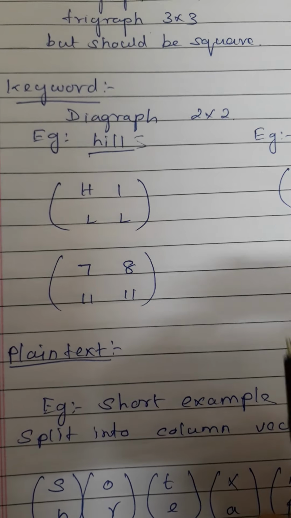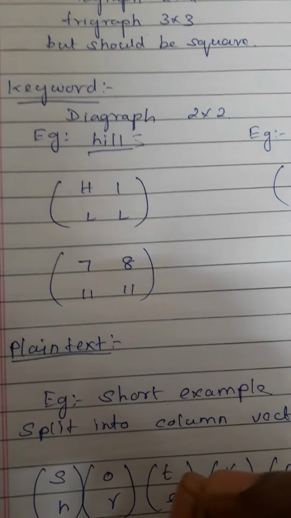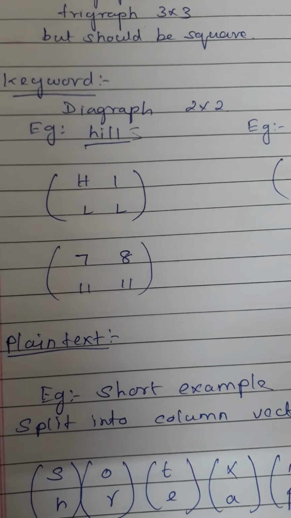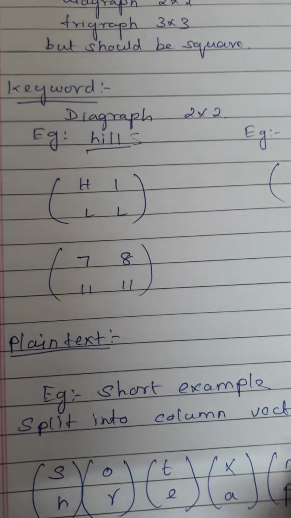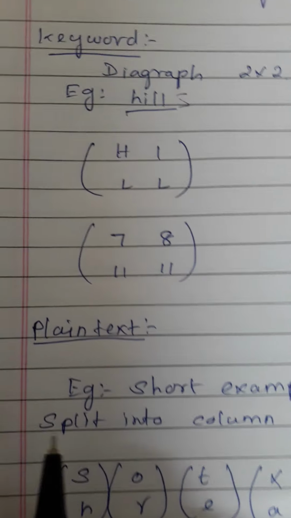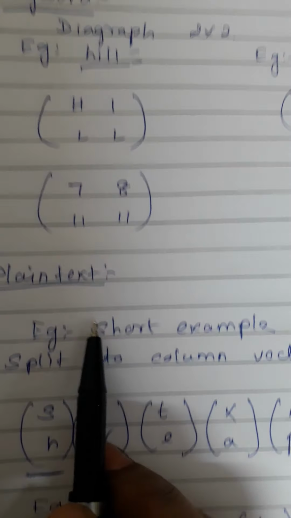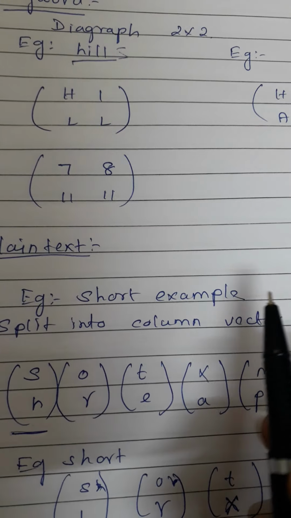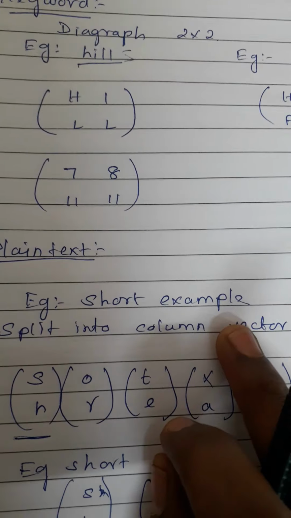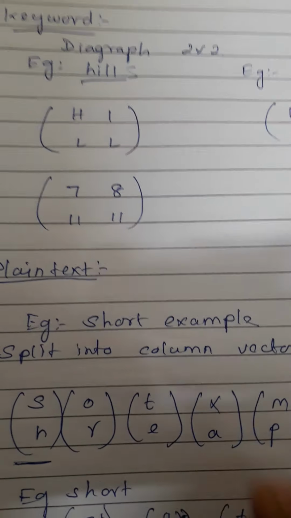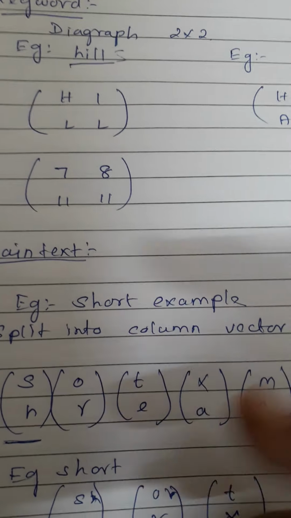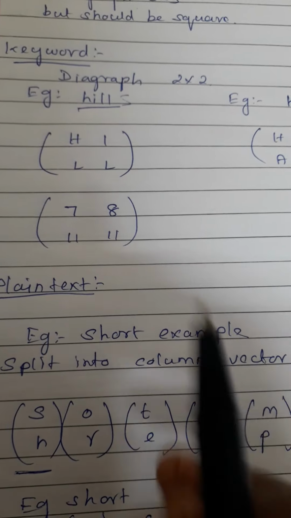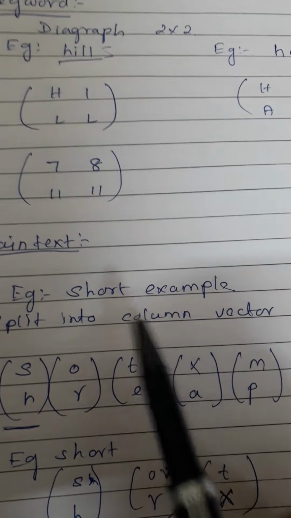One important thing is that for encryption we just do matrix multiplication, and for decryption we do inverse matrix multiplication. That is the concept we implement in Hill cipher. Now we will see about plain text. For example, I have taken the plain text as short example. You have to split the plain text into digraphs, so we split it into 2 2. If it is trigraph, you have to split it into 3 3. Based on the graph you have taken, you split it that way.